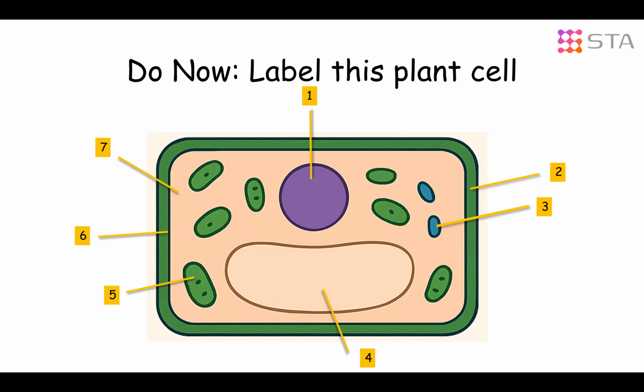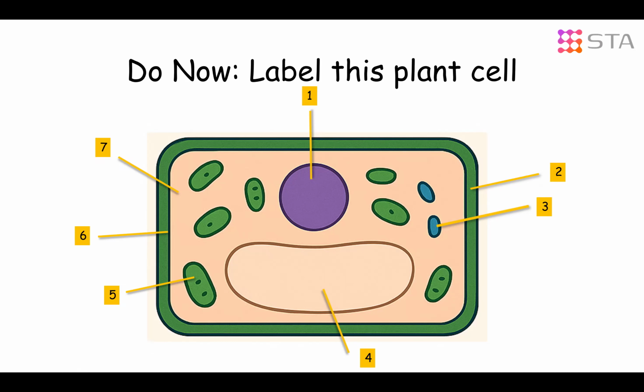Okay, now you've had a moment to do that. Let's go through the answers. Number 1 is the nucleus. Number 2 is the cell wall. Number 3 is mitochondria. Number 4 is the vacuole.